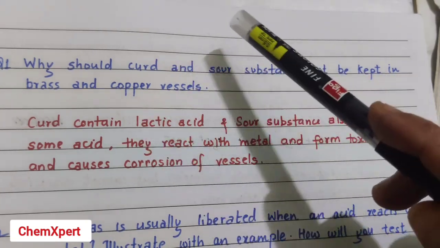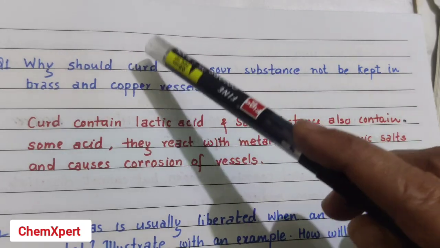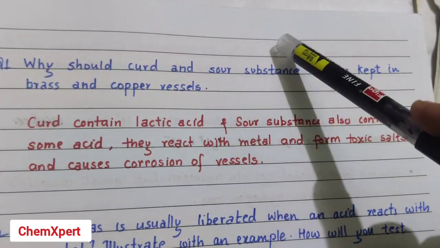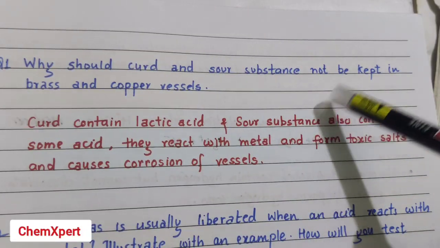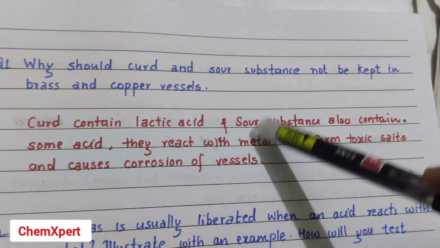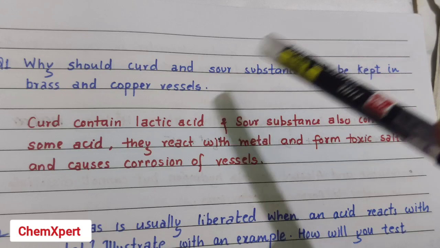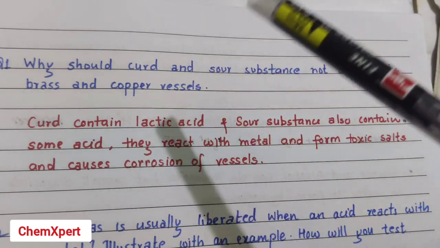It is very important: any sour substance, or we can say curd, contains lactic acid, and since it is sour in taste, which means it is acidic in nature, it contains some kind of acid in it. Both of them can react with metal and form a toxic salt and cause corrosion of those vessels. That is why it is not stored in these kinds of vessels.